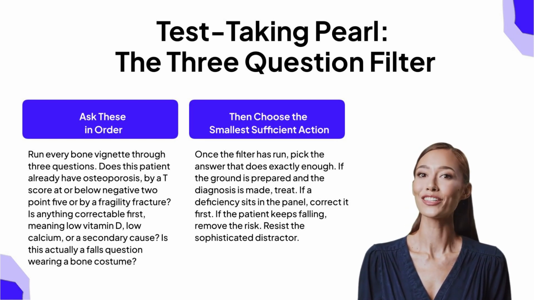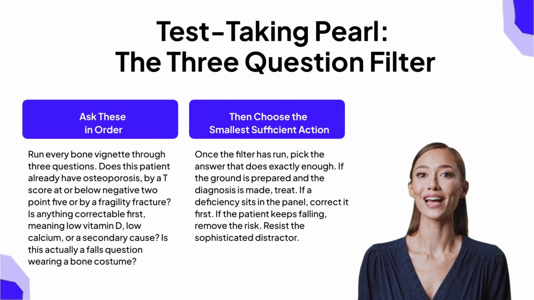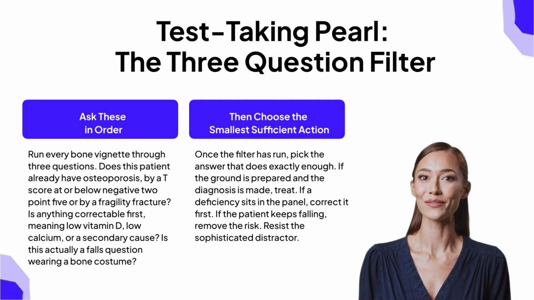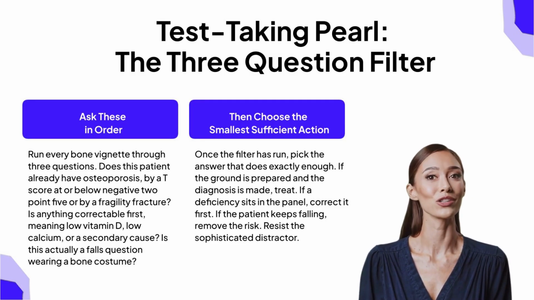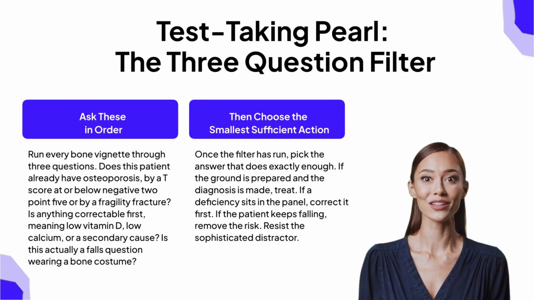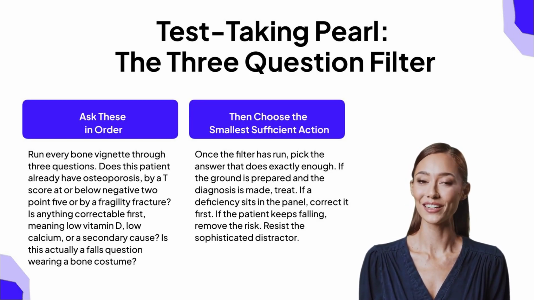Then choose the smallest sufficient action. If the ground is prepared and the diagnosis made, treat. If a deficiency sits in the panel, correct it first. If the patient keeps falling, remove the risk before adding a drug. Only change a confident answer when you find concrete evidence you misread the stem.